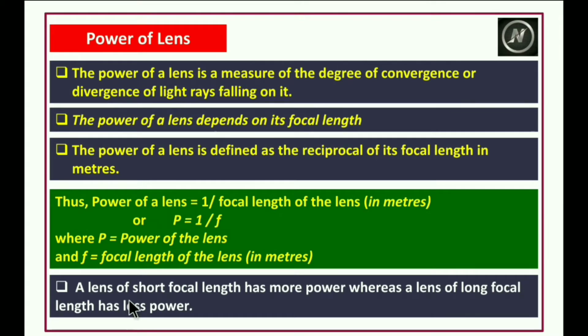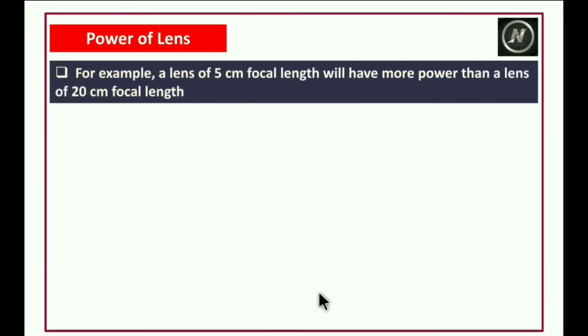A lens of short focal length has more power, whereas a lens of long focal length has less power. For example, a lens of 5 cm focal length will have more power than a lens of 20 cm focal length.